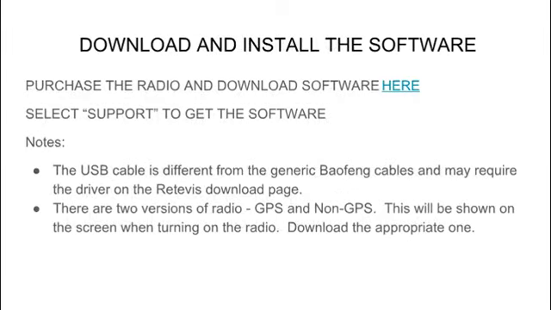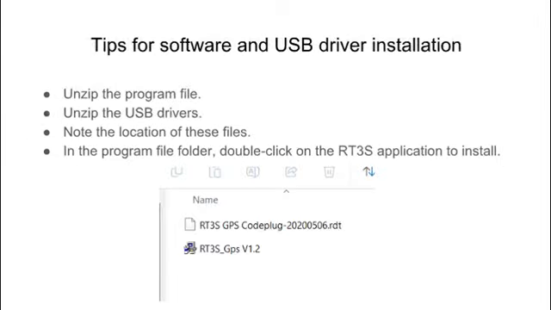The first thing you'll want to do is download and install the software after you purchase your radio. Go to the retevis.com website and search for the RT3S. Once you find that, you should be able to select the support option and download the software and the USB driver. You will need to get the driver if your system does not recognize the cable, which is different from the standard Baofeng programming cables with the K connector that you see often. Once downloaded, you should unzip the files and remember the location. After that, double-click the RT3S application and install the program.